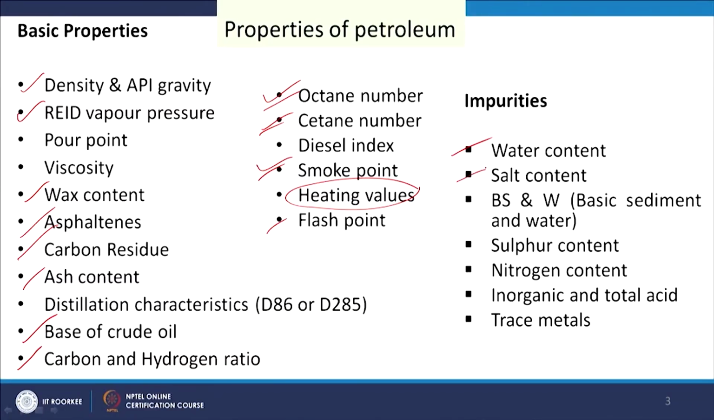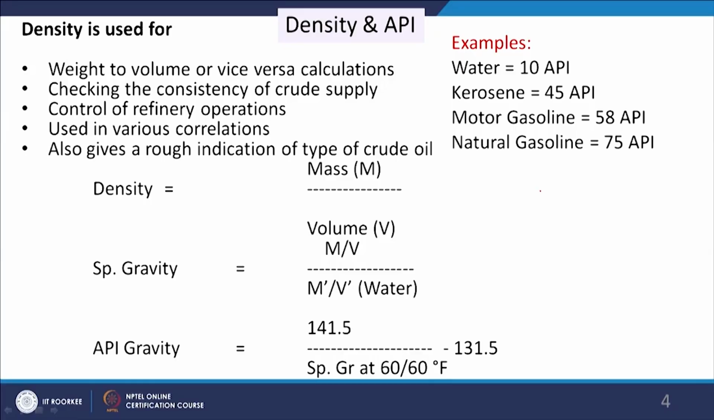Different types of impurities are also present. These are water content, salt content, basic sediment and water, sulfur, nitrogen, inorganic acid and trace metals. So, these are the different properties of the crude oil, and we will discuss the importance of these and how to measure these properties. At first we will see density and degree API or API gravity.